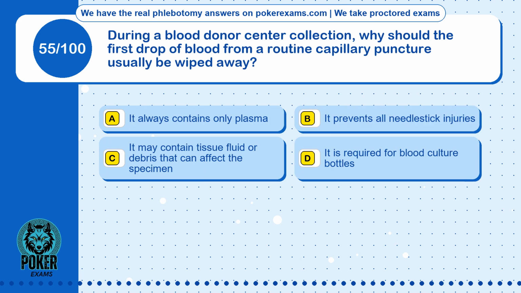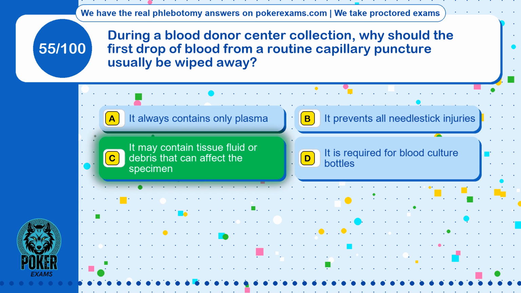Question 55. During a blood donor center collection, why should the first drop of blood from a routine capillary puncture usually be wiped away? Option A. It always contains only plasma. Option B. It prevents all needle stick injuries. Option C. It may contain tissue fluid or debris that can affect the specimen. Option D. It is required for blood culture bottles.